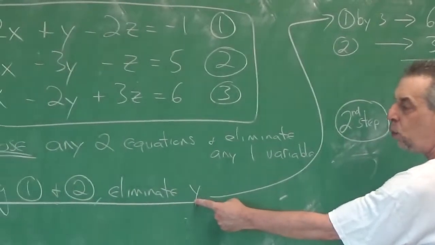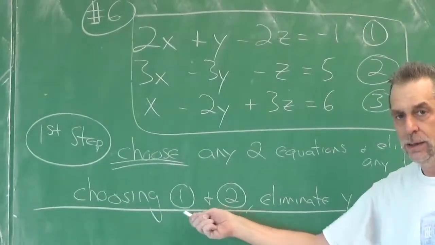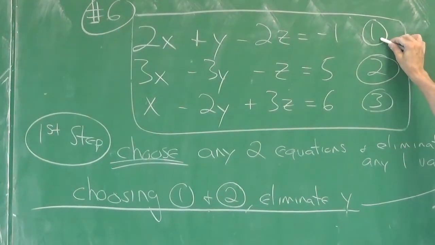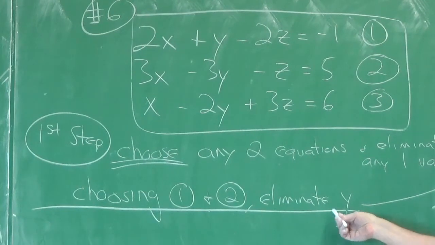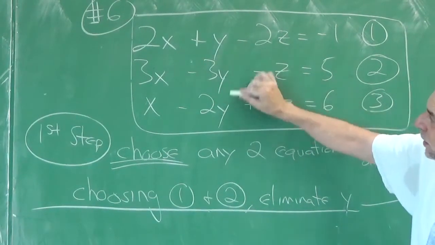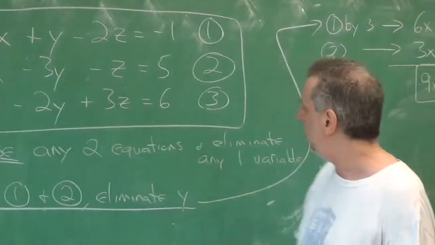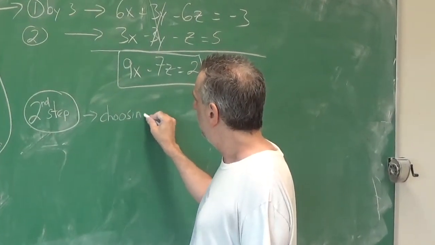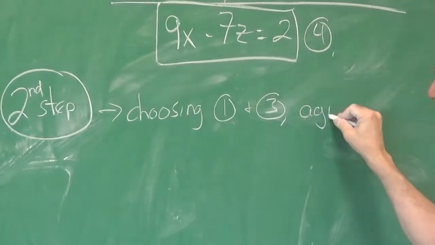Since I eliminated y in the first step, I'm going to choose a different set of two equations. So I can't choose 1 and 2 anymore. I can either choose 1 and 3 or 2 and 3 and eliminate the y again. So let's see, 1 and 3, let's do that. Then all I've got to do is multiply this by 2 to eliminate the y again. So second step, choosing 1 and 3, again eliminating y.